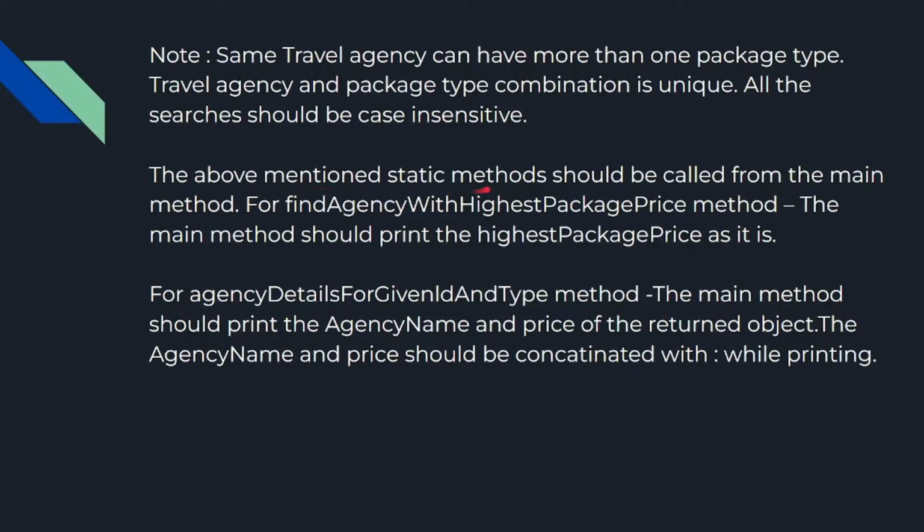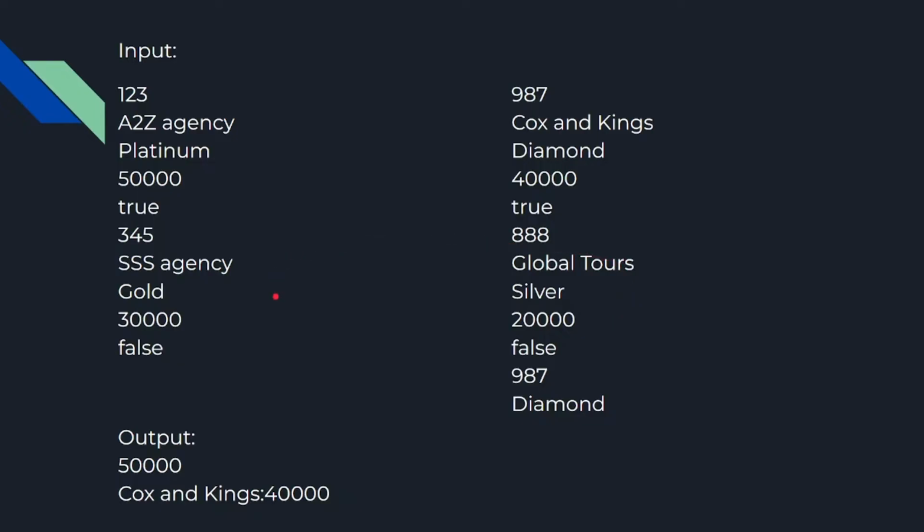Then they have specified that the static methods should be called from the main method. For findAgencyWithHighestPackagePrice, the main method should print the highest package price as it is. And for agencyDetailsForGivenIdAndType, the main method should print the agency name and price of the returned object, and the agency name and price should be concatenated. So here they have mentioned how the output should be formatted. These are the inputs and outputs.